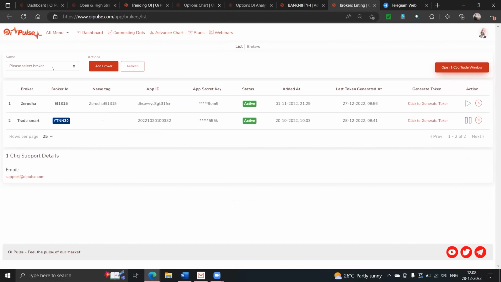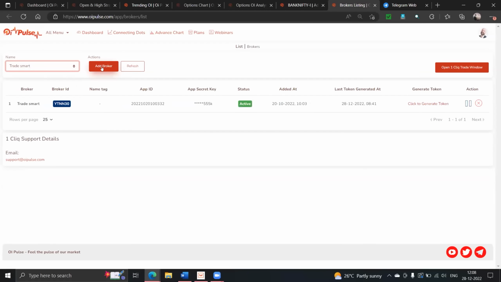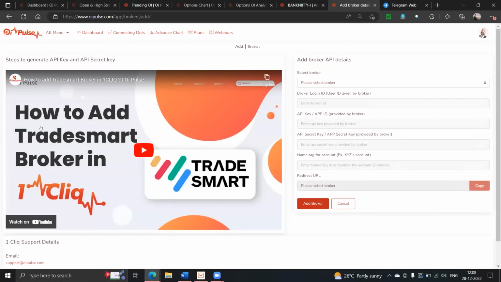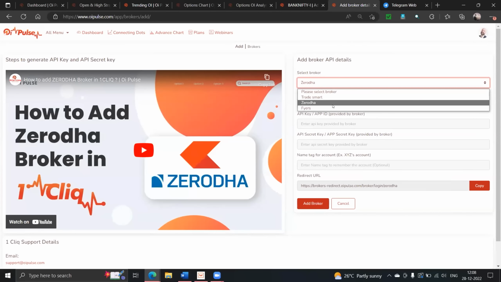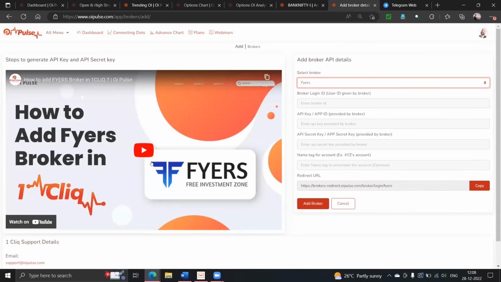In terms of how to add a broker, choose a broker on the add broker page. We have given detailed instructions on how to add TradeSmart. If you choose Zerodha, it will show you how to add Zerodha. If you choose Fyers, just follow the instructions as given here and then enter your broker ID, your API app ID, or whatever it is, and the API secret key. But please ensure that whatever is provided in the broker, you enter it exactly so that you don't get any errors. Guys, we have not faced any errors as long as you have entered and used it properly.